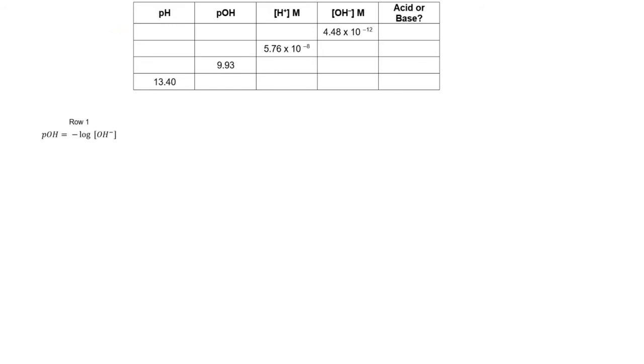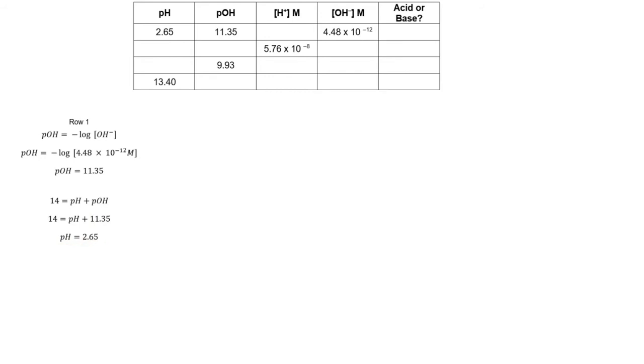Since we have our hydroxide concentration, I am first going to calculate the pOH. So here is my equation for calculating pOH. I am going to plug in my hydroxide concentration like so. Put this into my calculator and I get a pOH of 11.35. Now that I have my pOH, I'm going to calculate my pH. Here is my equation for pH and pOH. Again, plugging in my value for pOH, I get a pH of 2.65.